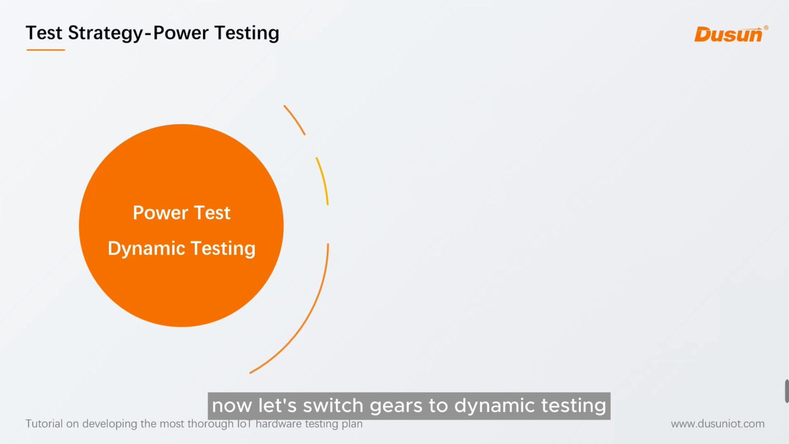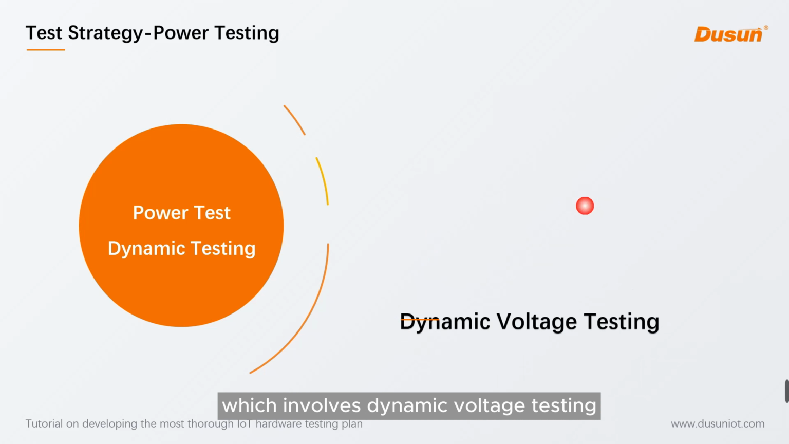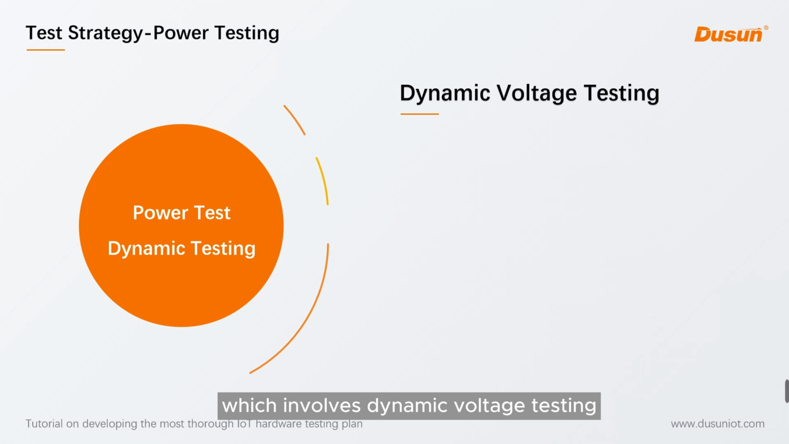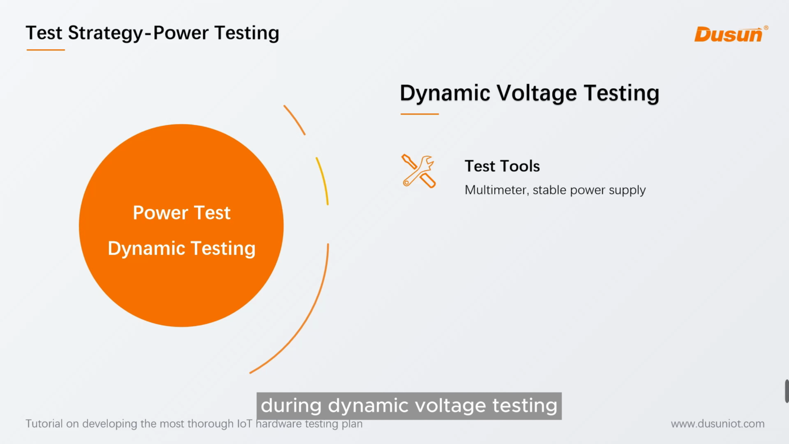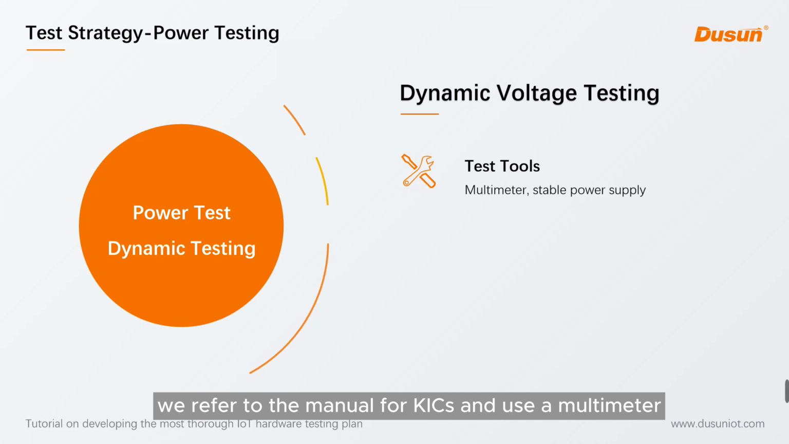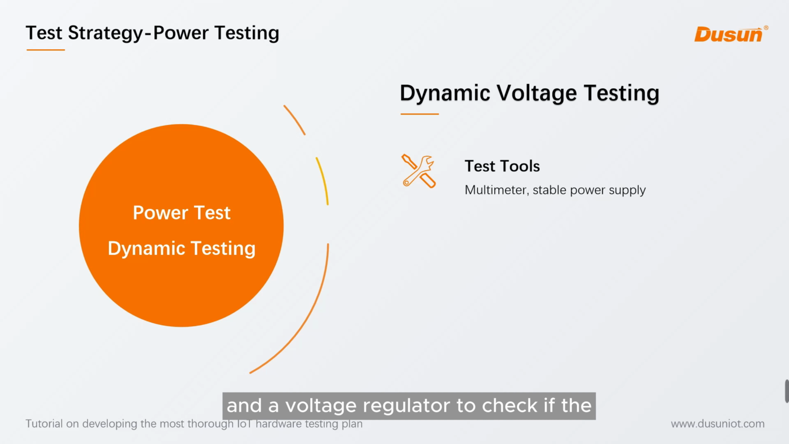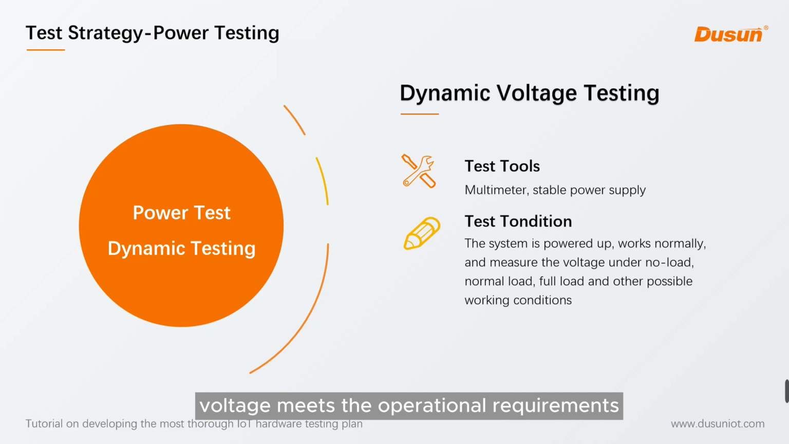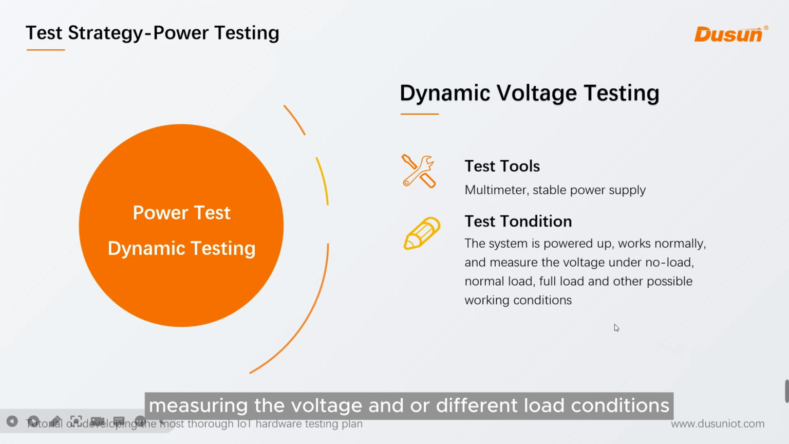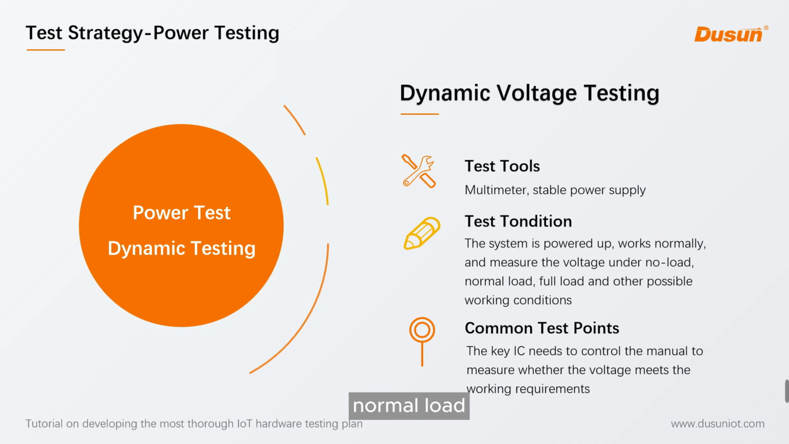Now, let's switch gears to dynamic testing, which involves dynamic voltage testing and noise and ripple testing. During dynamic voltage testing, we refer to the manual for key ICs and use a multimeter and a voltage regulator to check if the voltage meets the operational requirements. This includes measuring the voltage under different load conditions such as unloaded, normal load, and full load.